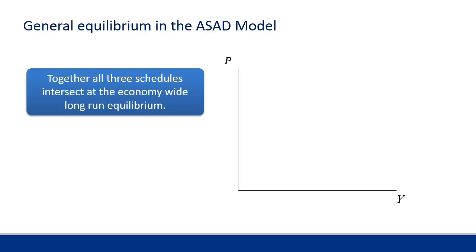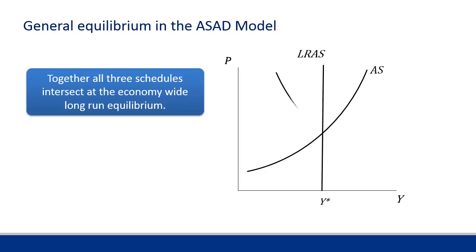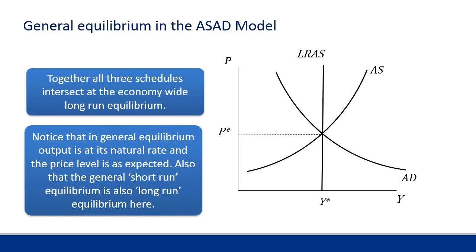However, in the long run, we would always expect short run aggregate supply equal to aggregate demand equal to long run aggregate supply, and the price level to be the expected price level. So we can see that the short run and long run equilibriums are coinciding at this point, and we would expect this over the long term.